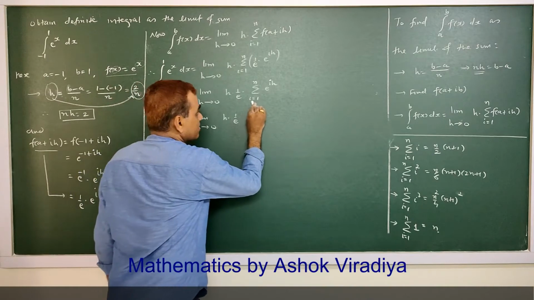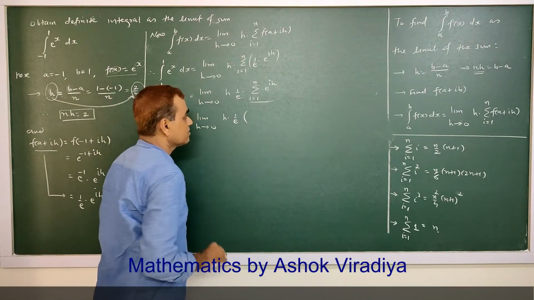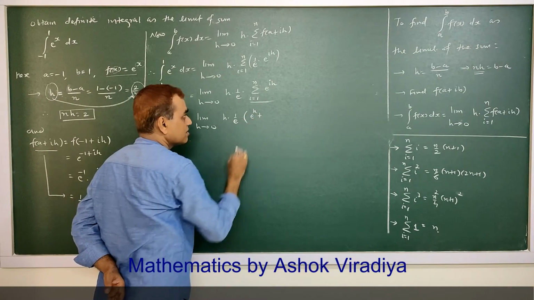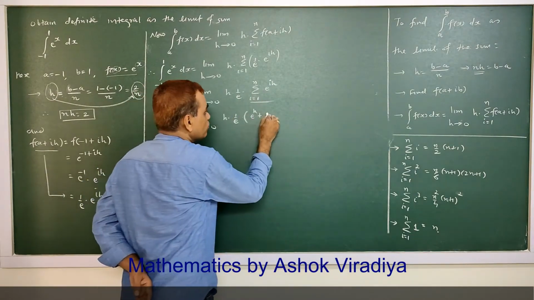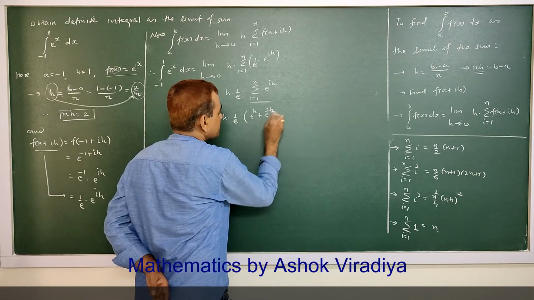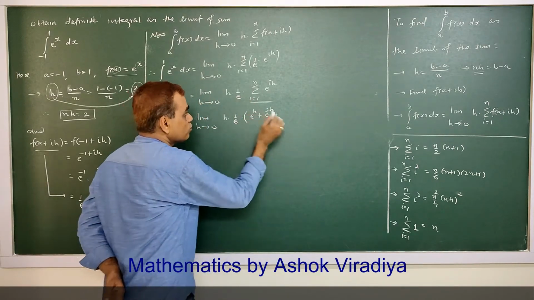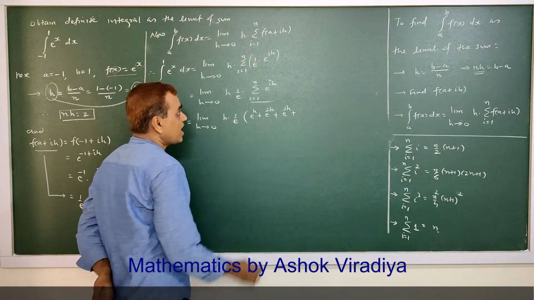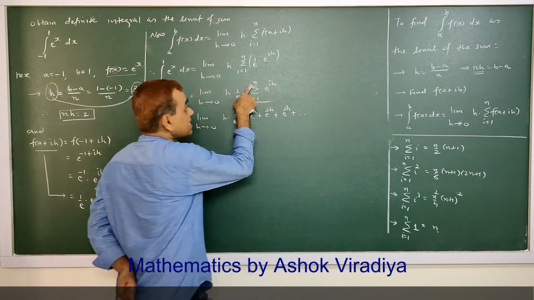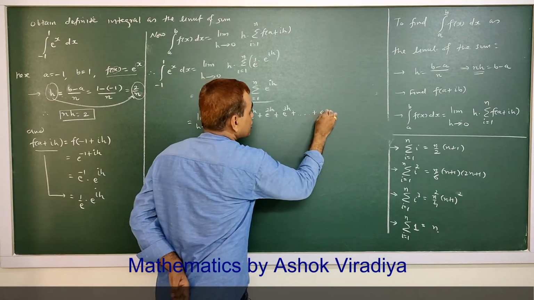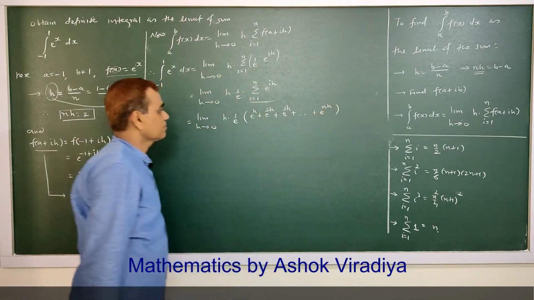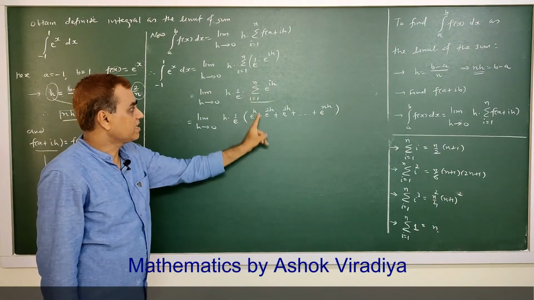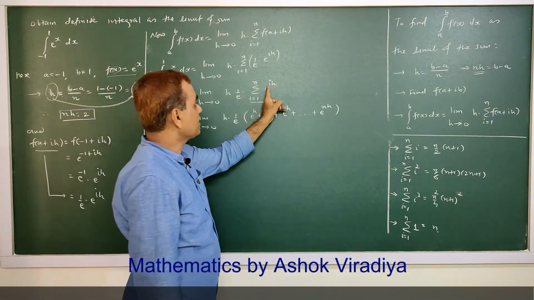Now see here, putting i equal to 1, so it is e raised to h. Put i equal to 2, so e raised to 2h. Put i equal to 3, e raised to 3h. Put i equal to n, the last value is n, e raised to nh. So the sum of n terms is h, 2h, 3h, 4h up to nh.